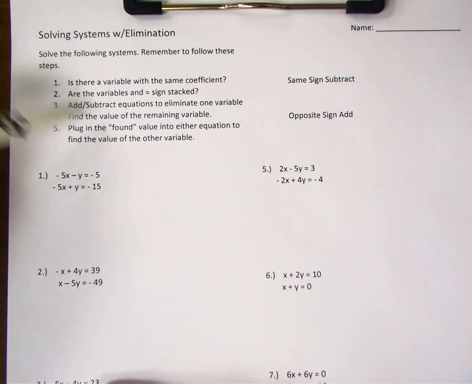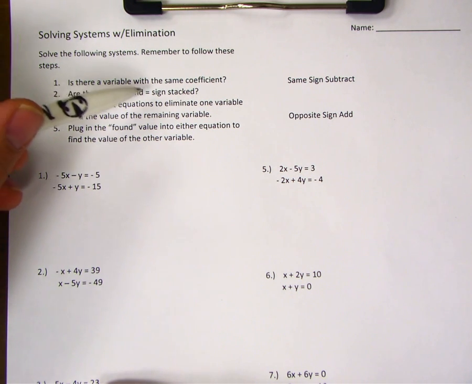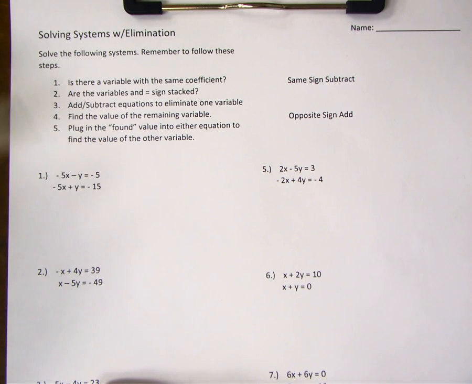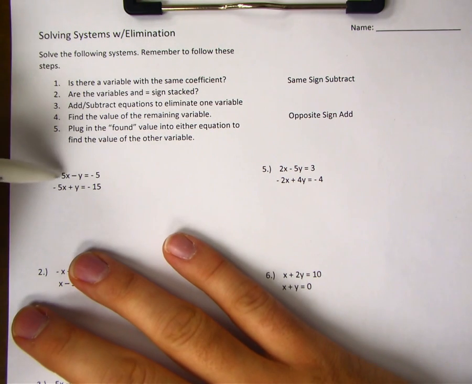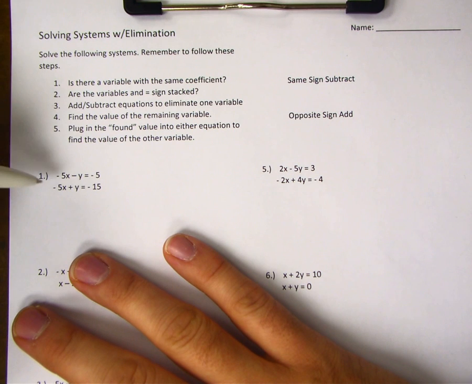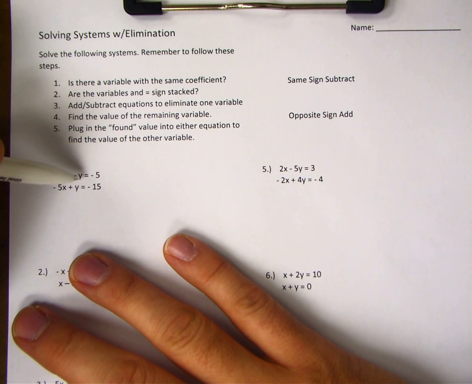The first thing you want to do is ask, is there a variable with the same coefficient? So it has the same number in front of it. Let's look at number one real quick. 5, 5. They've got the same number in front of it, actually the same sign as well. Don't worry as much about the sign when you're looking for the same number. But if you notice, the y's actually have the same number in front too, 1, 1. And this is a negative and a positive here, so they're the opposite sign, but they are the same number.